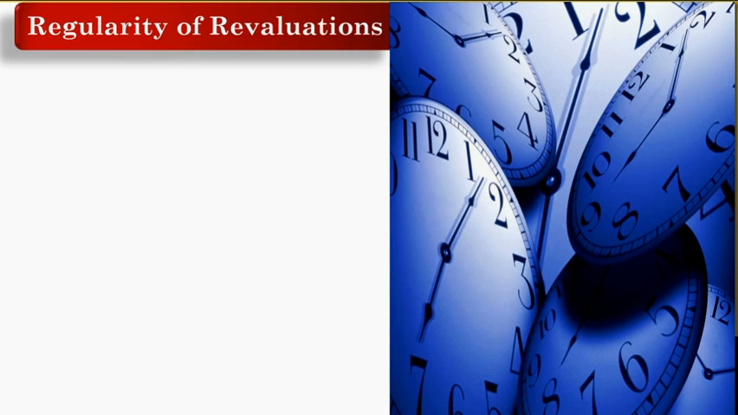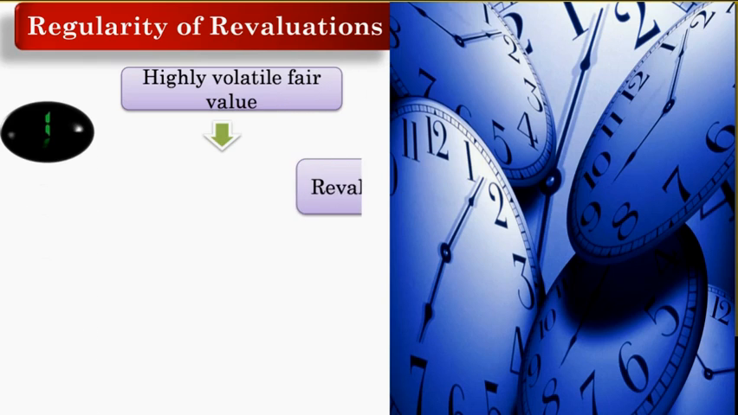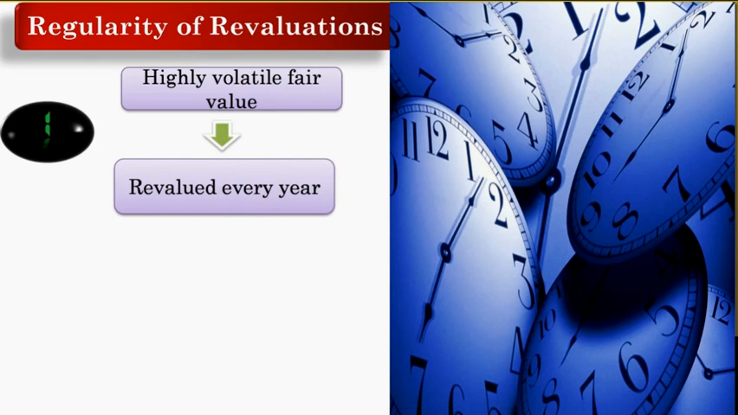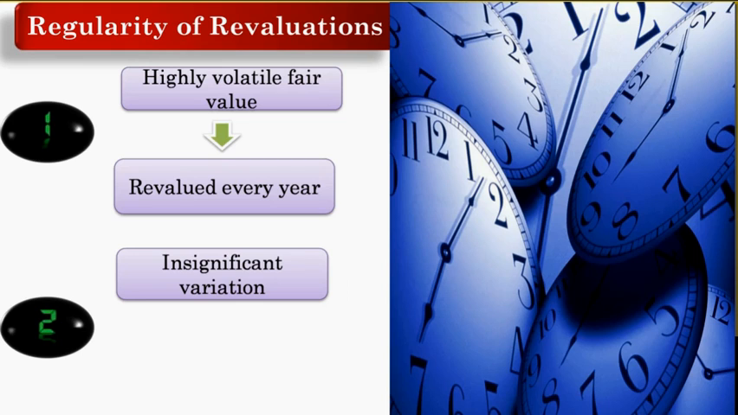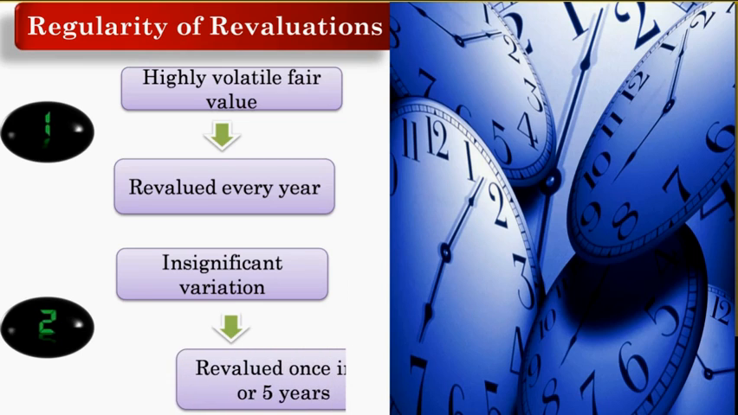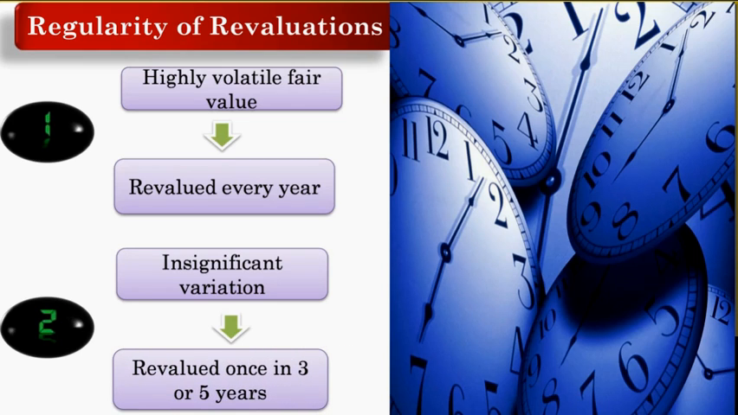The frequency of revaluation depends upon the nature of items. Items having highly volatile fair value must be revalued every year. PPE item having insignificant variation in prices may be revalued once in 3 or 5 years.